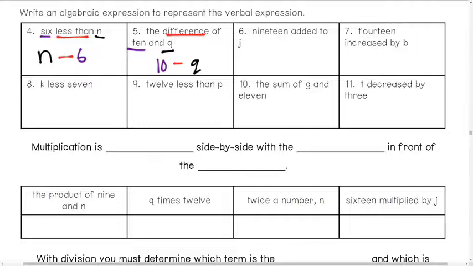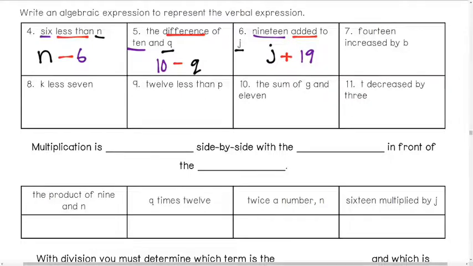Number 6, 19 added to j. So I go ahead and write that out. 19 is added. So that's going to be j plus 19 because we're adding 19. We're not adding j. It's 19 added. Okay, so we're adding 19.